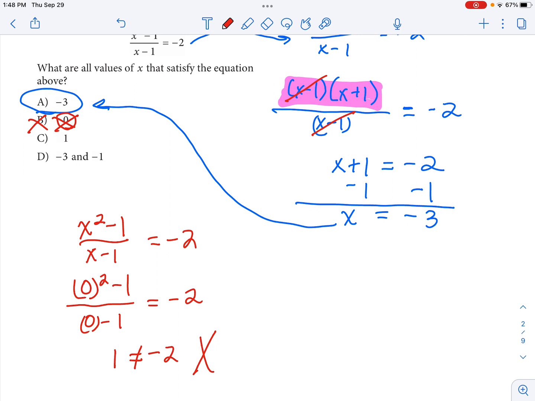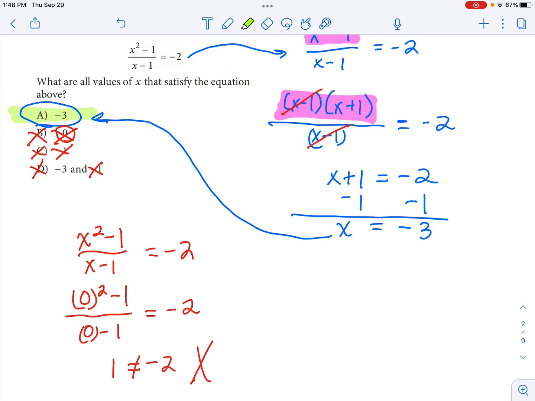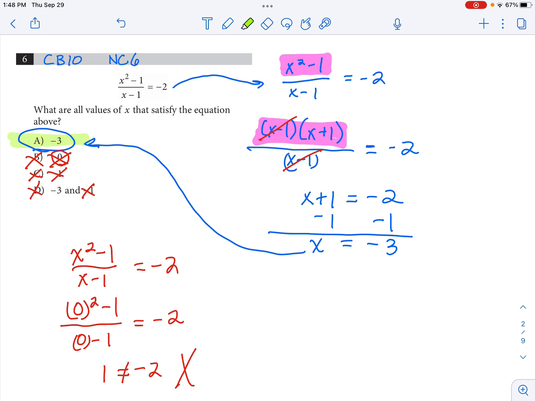And you could do that for C, try x equals 1. You could do it for D. We've already tested negative 3, but you could plug in x equals negative 1. And for all of those, we're going to find out that nothing works except for answer choice A, negative 3. So again, I think solving is the best approach for this particular problem, but another strategy that does work is to test the answer choices in the equation.